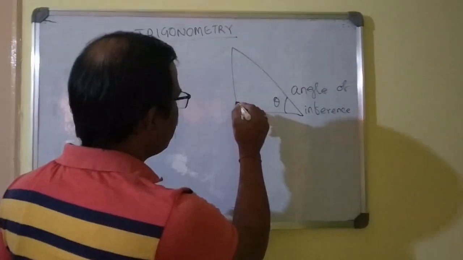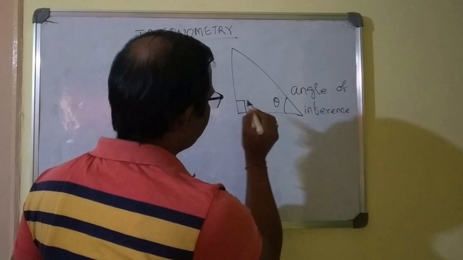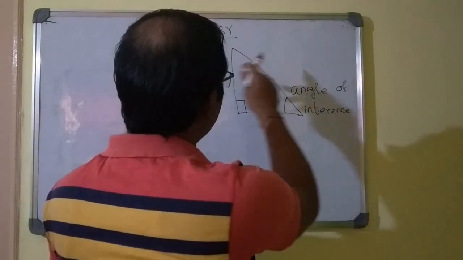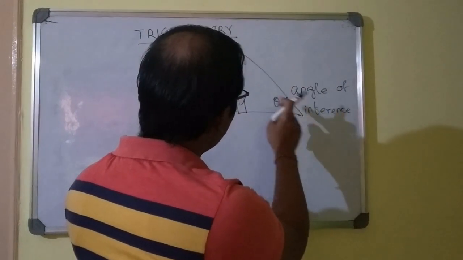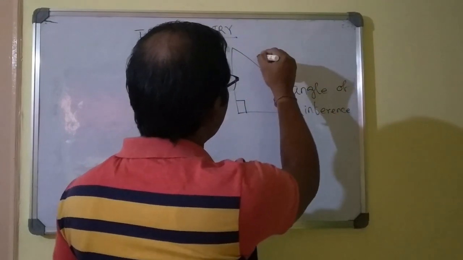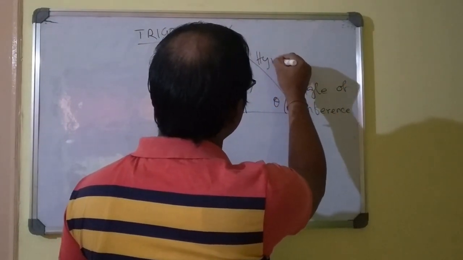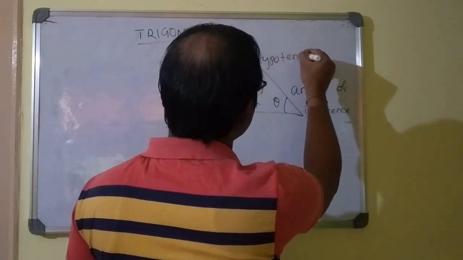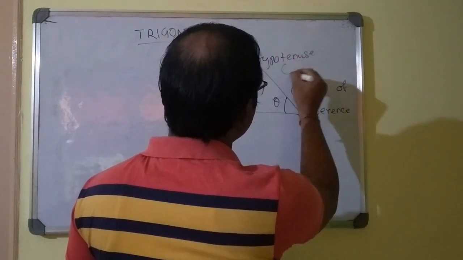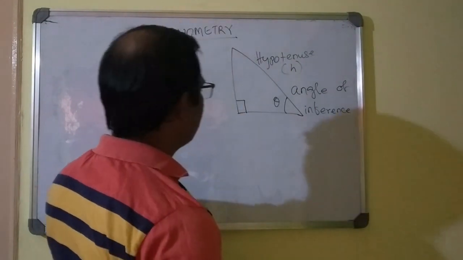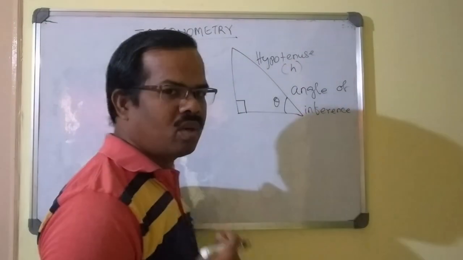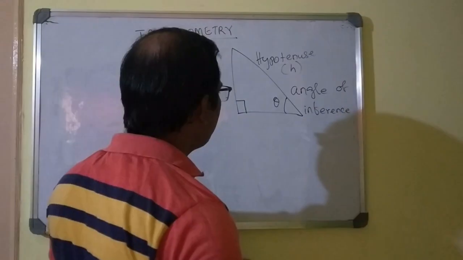So here I am saying that this is the right angle, and as you know, the side which is opposite to this right angle will be called the hypotenuse, and it will be represented by small h. Then comes what will be the base and what will be the perpendicular.